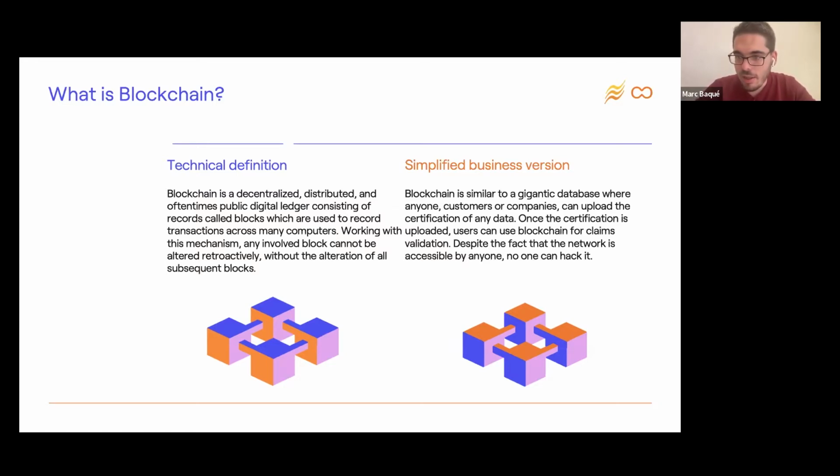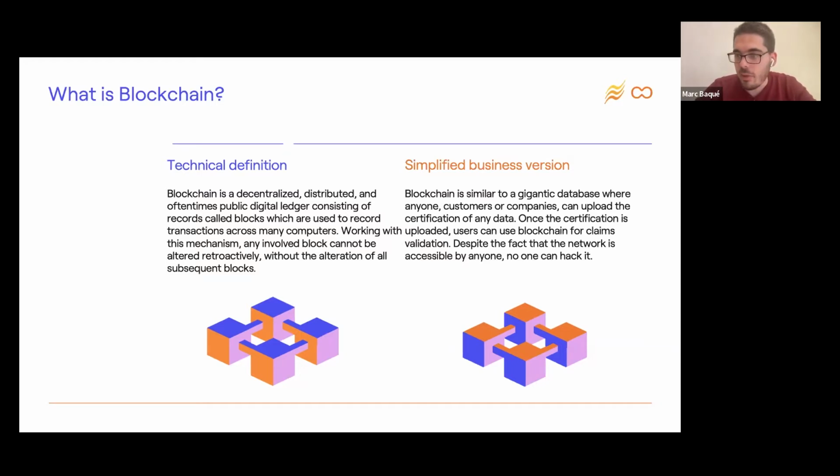So blockchain is kind of like a gigantic database that anyone can write in. Customers, companies, individuals can publish data in there. And once uploaded, you can verify the integrity of this data by going to this common source of trust, which is blockchain, and not going to a centralized entity, which can be a bank, for example, or a company by itself. So you can have this common source of trust to autonomously verify data without going to a centralized entity on which you may be dependent.